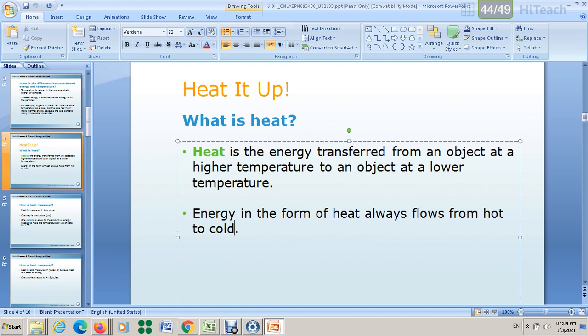If you have two objects, object number 1 and object number 2, I'm going to change the color to differentiate between them. This is object number 2. If the temperature of object number 1 is 30 Celsius, this is the temperature of it, and this one is 15 Celsius.